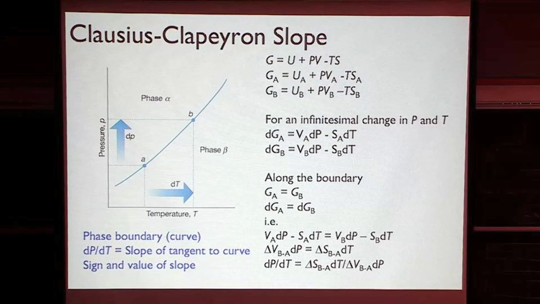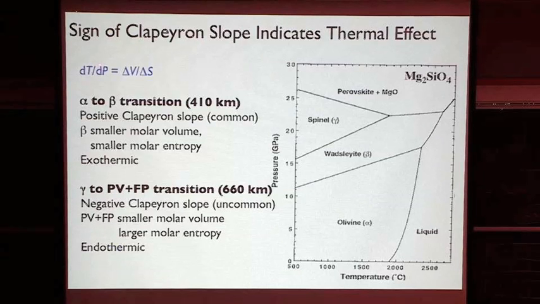So when we look at the sign of a Clapeyron slope, we look at this equation again, dT, dP, delta V, delta S. When you increase pressure, you're going to favor a phase with smaller volume, a denser phase. When you increase temperature, you're going to favor a phase with higher entropy. So that's the direction of change. That's how the system responds to the pressure and temperature change.